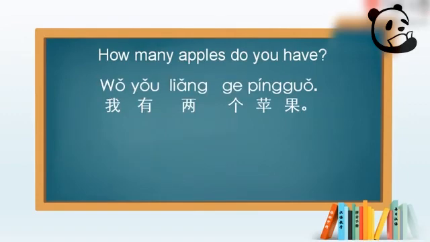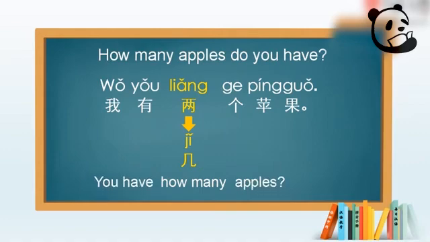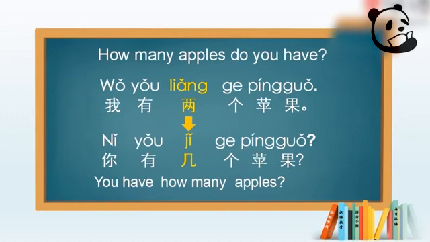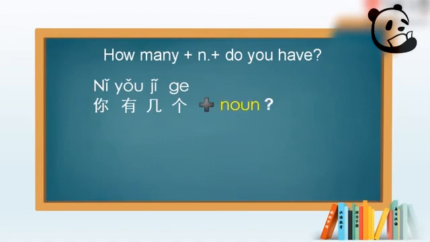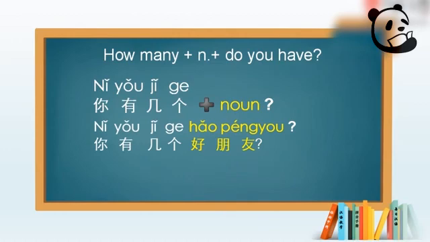We only need to replace the number in the answer with the question word how many, which is 几. So to ask, how many apples do you have? In Chinese, we literally say, you have how many apples? 你有几个苹果? Now have a listen. 你有几个苹果. And you can actually use 你有几个, You have how many, plus different nouns to make many questions, like 你有几个好朋友.